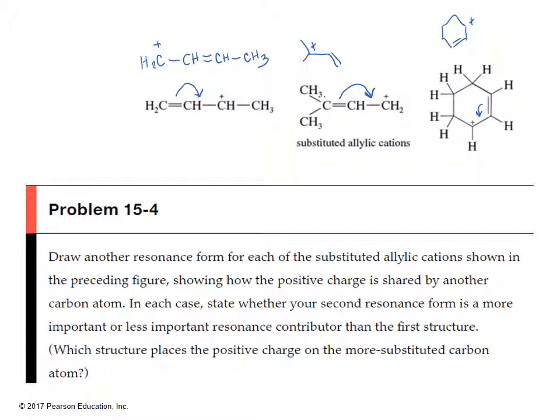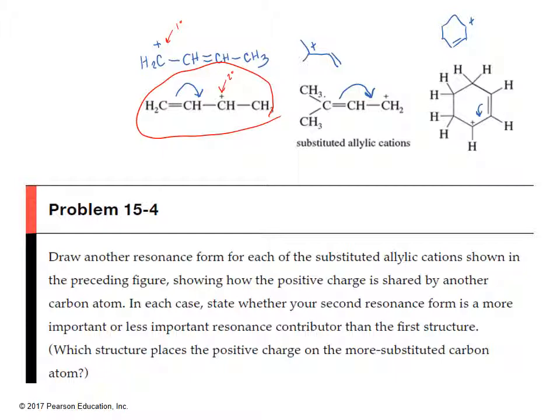The question also asks us to identify which one would be the more important resonance structure, and that has to do with the stability of your carbocation. This one is a primary carbocation because the carbon that it is on is only touching one other carbon, whereas this one was a secondary carbocation. This one is the more stable carbocation.